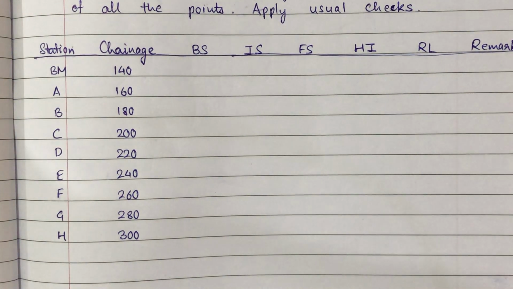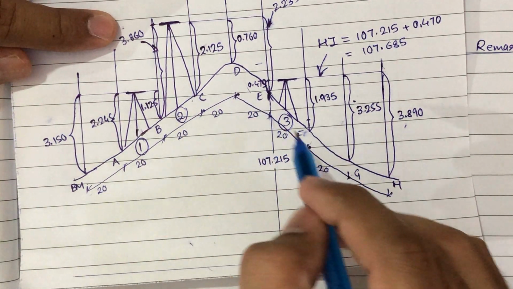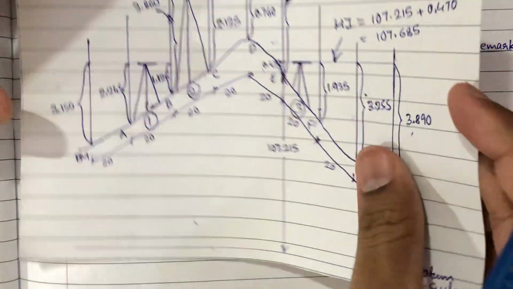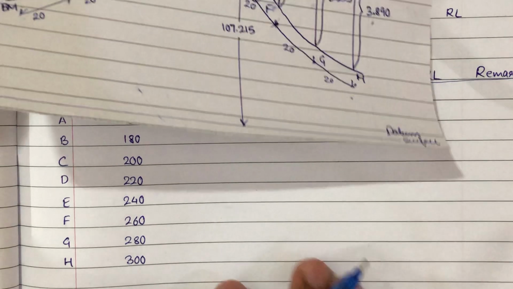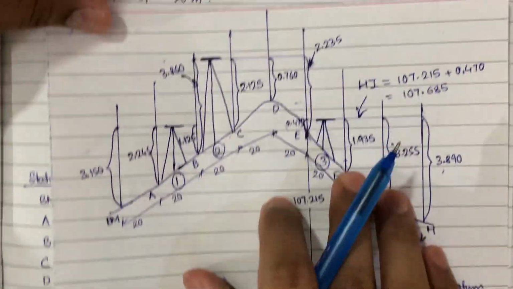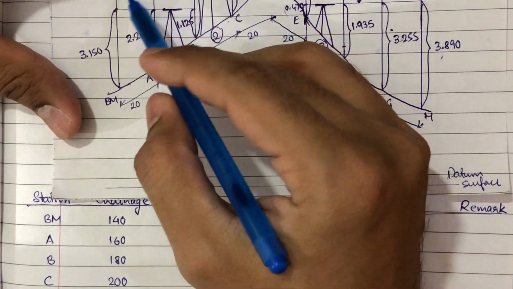These are the chainages of all the points because they are at a common interval of 20 meters. Now, here this is the first reading. See, this reading, this is the first reading.